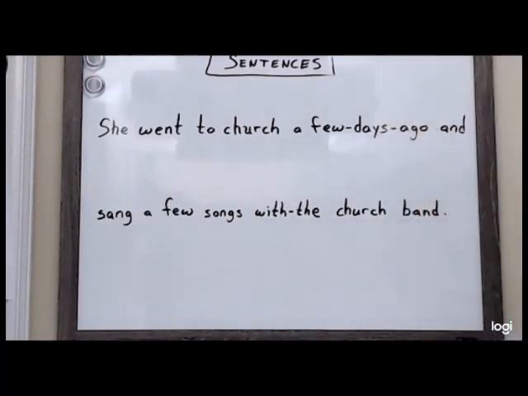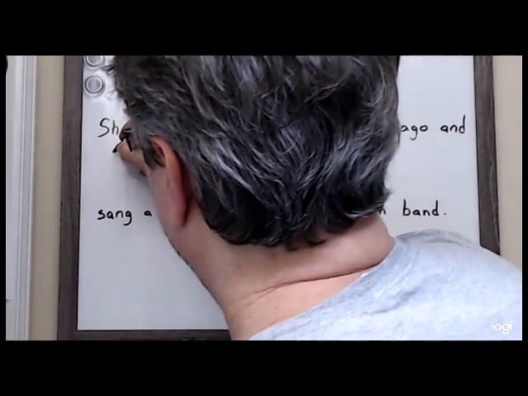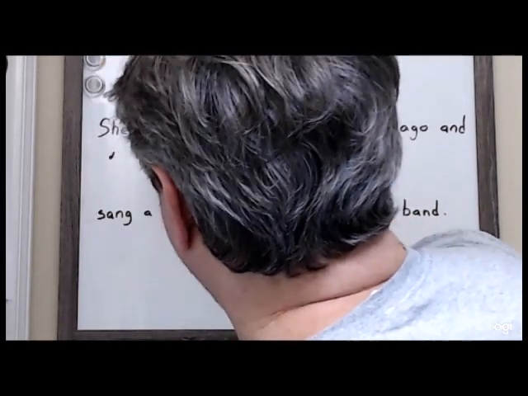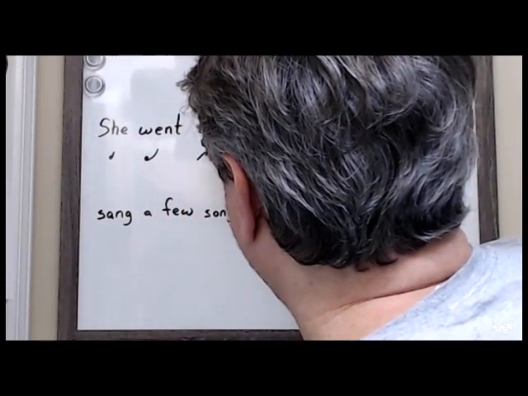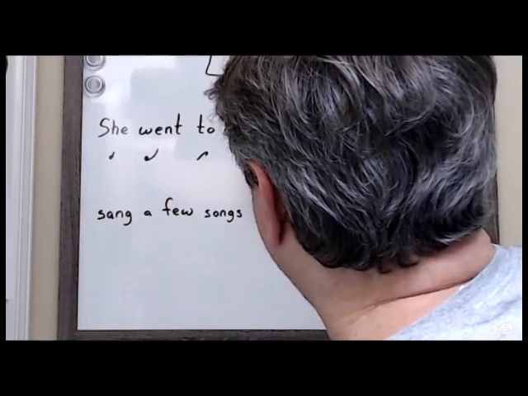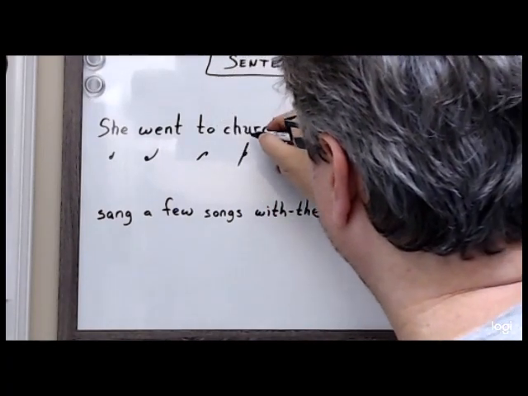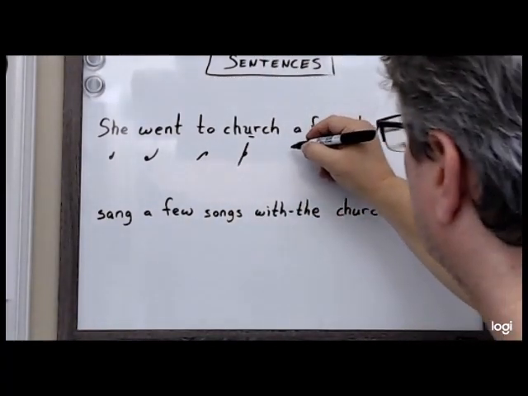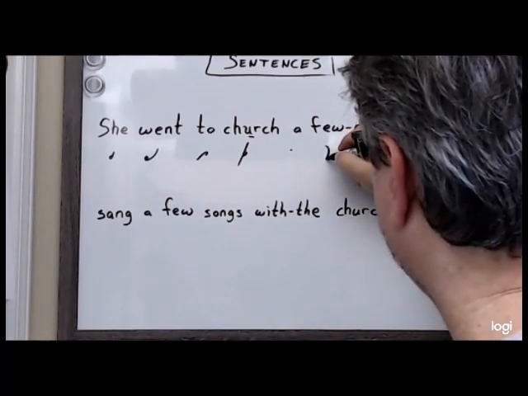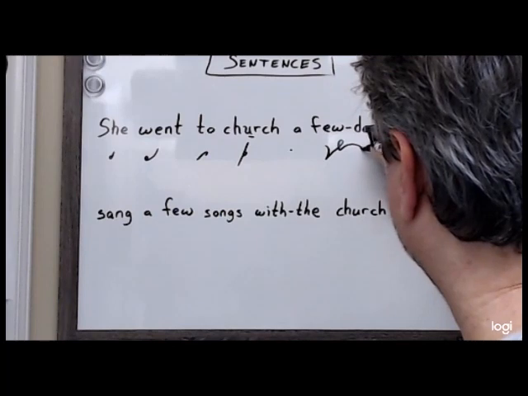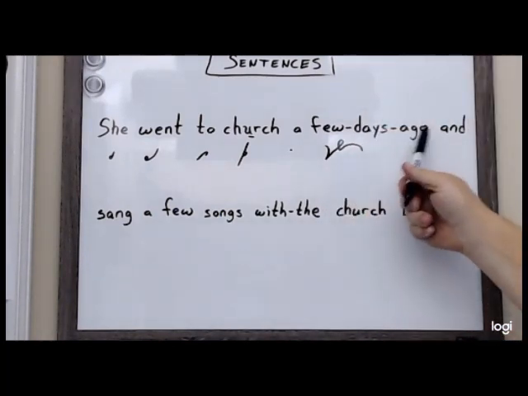And the last sentence we will write is, she went to church a few days ago and sang a few songs with the church band. So she, S-H-E. Went is represented by the E and the NT stroke. To church, C-H-E-C-H, and the E is represented by the U-R. A, dot, few days ago, in this phrase, remember the G at the end, representing the ago.